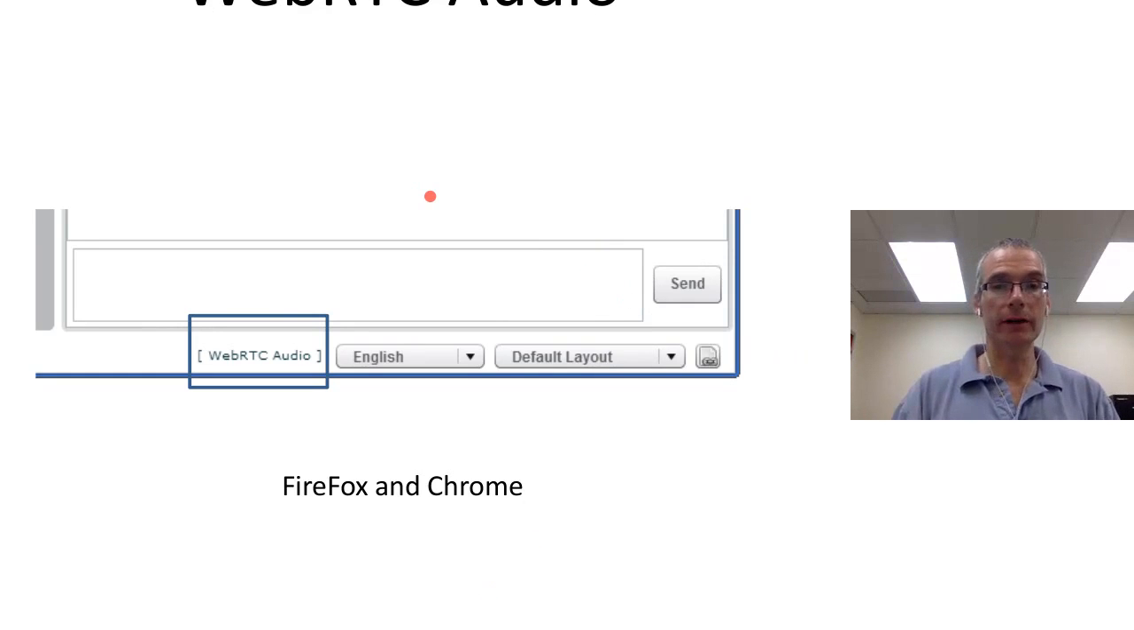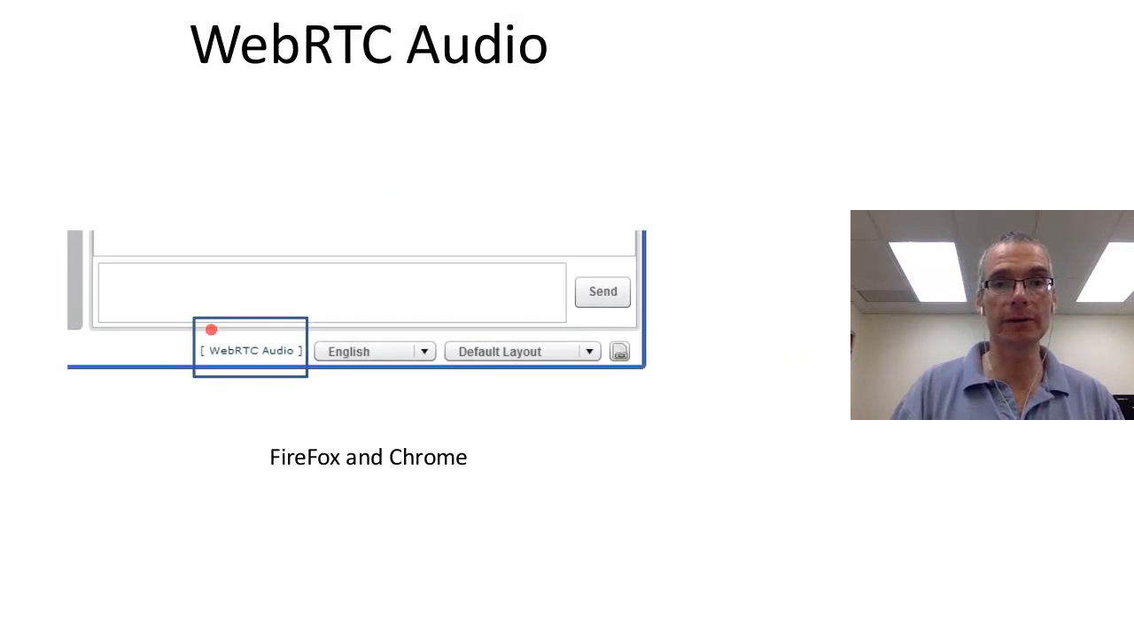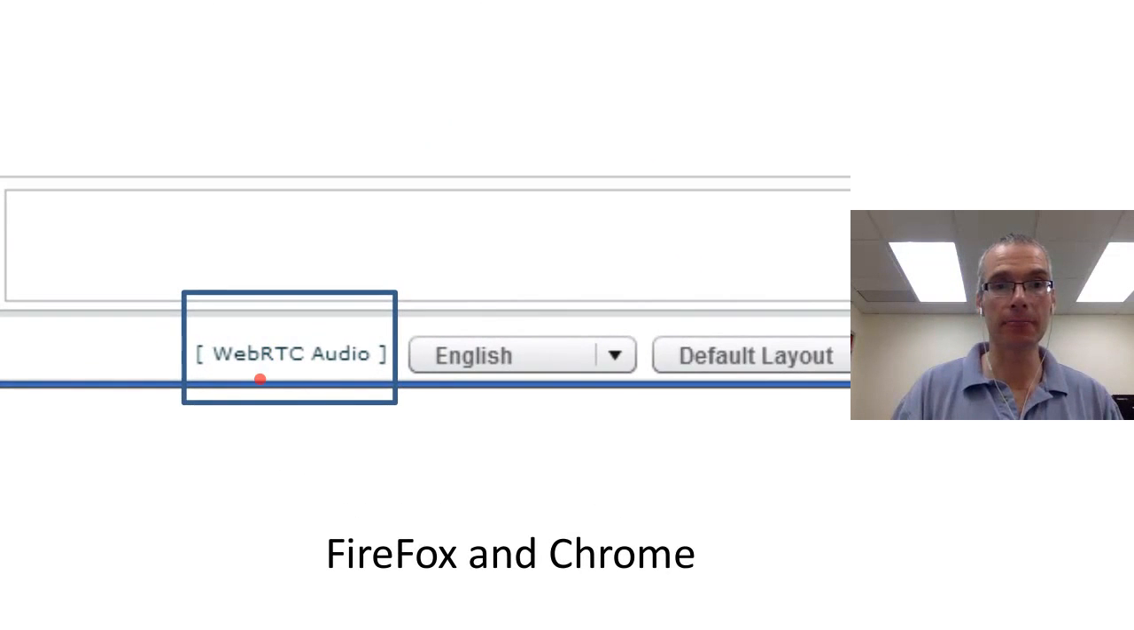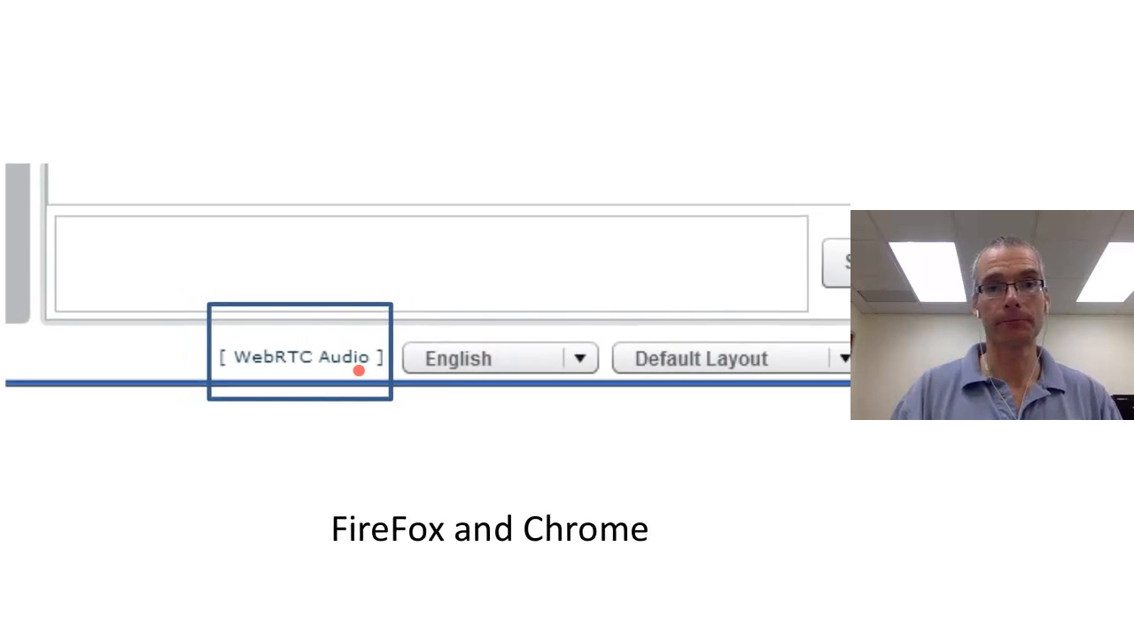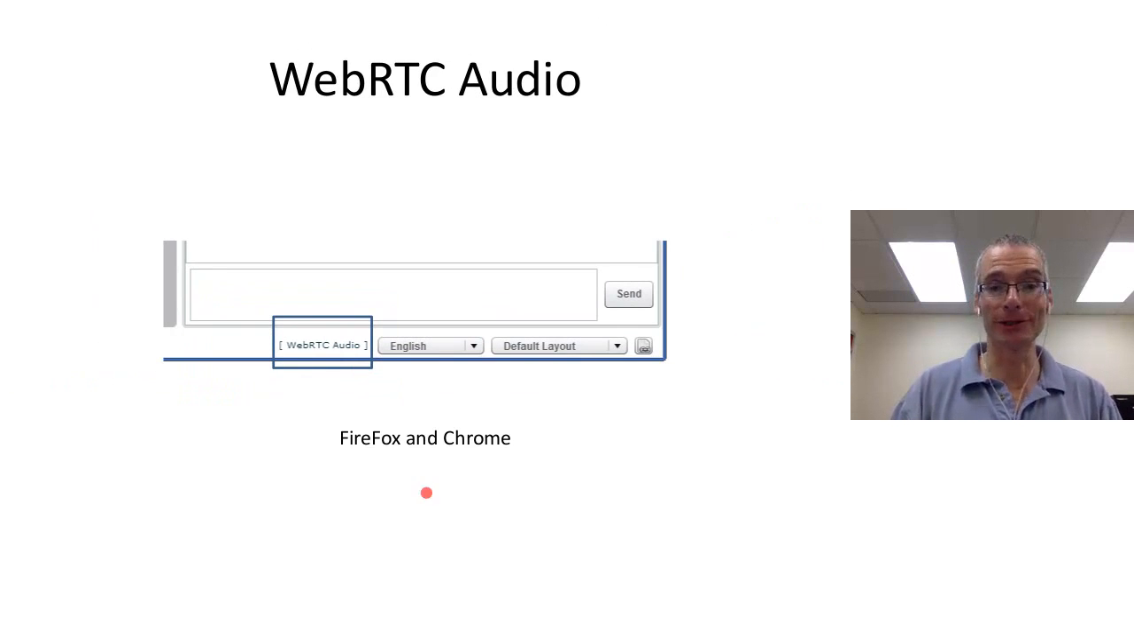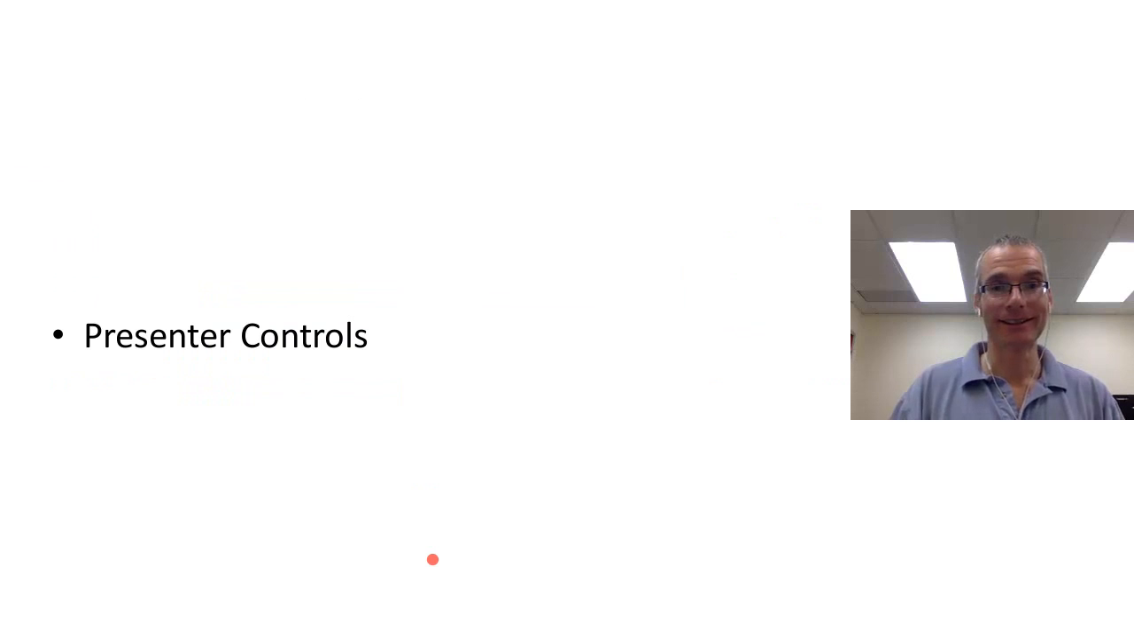If you're using Firefox or Chrome and you've come in right from the first echo test, you should see the words WebRTC audio in the lower right-hand corner. If someone's having trouble with the audio, we always ask, do you see the words WebRTC audio? It's an easy indication that you've got the right browser, you made a connection using WebRTC, and your audio should be pretty good, notwithstanding any network issues, that is. All right.